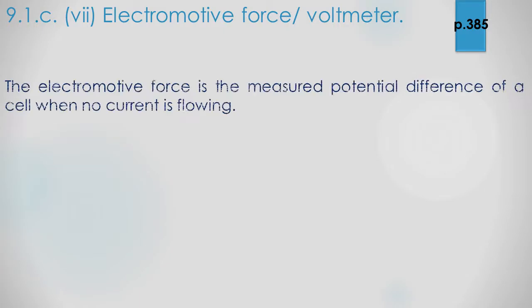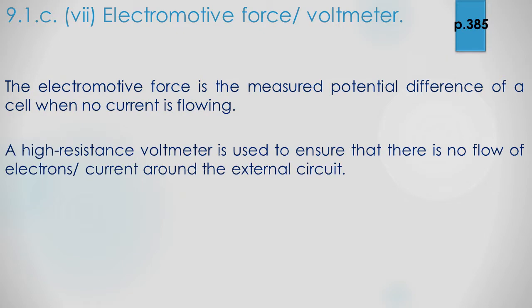Electromotive force, or EMF, and the voltmeter to be used will be discussed in this slide. The electromotive force is the measured potential difference of a cell when no current is flowing. So it's the difference in the potentials of the two electrodes when no current is flowing. To draw off any current flowing, we will use a high resistance voltmeter.